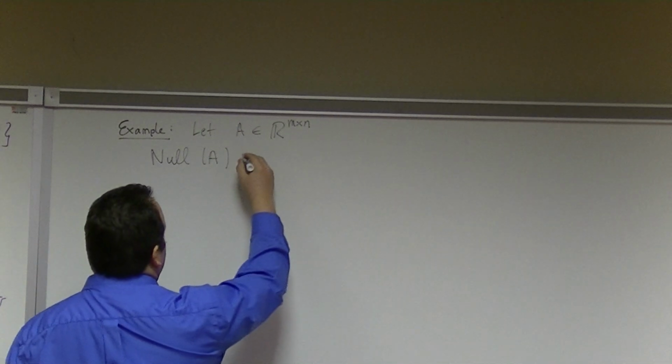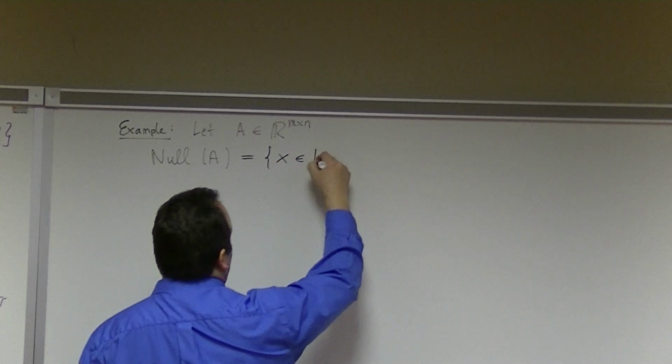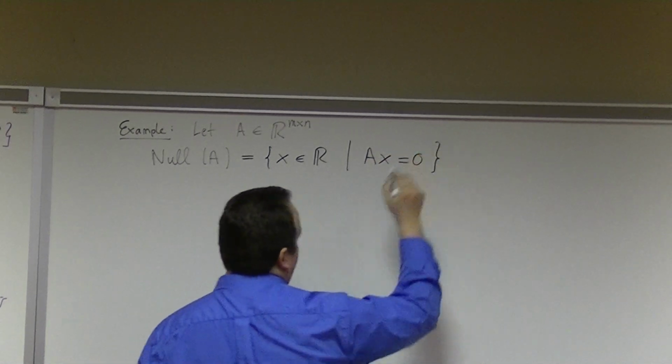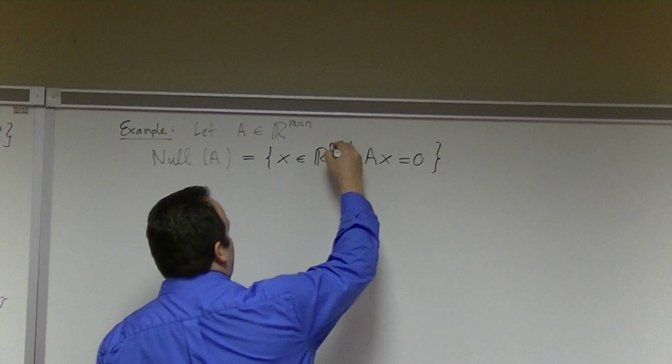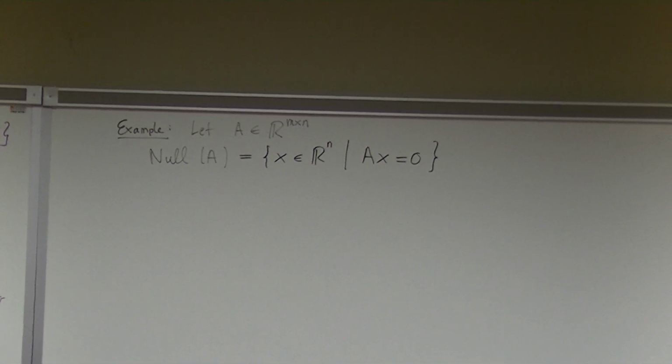So the null space of A is very simple. It's the set of x such that A times x is equal to 0. So where does x have to live? What kind of column vectors? Multiplying by A, so x is in R^n. My claim is that that's a subspace of R^n.